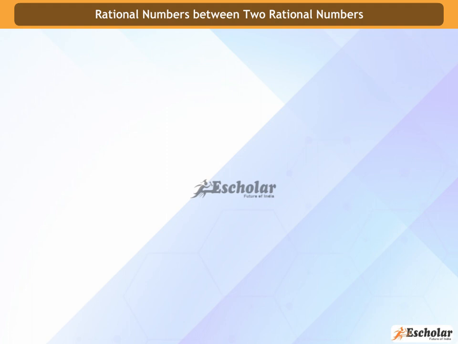Rational numbers between two rational numbers. Consider the two rational numbers 5 by 7 and 3 by 5. Take the LCM of 5 and 7. The LCM is 35. 5 by 7 becomes 25 by 35, while 3 by 5 becomes 21 by 35.